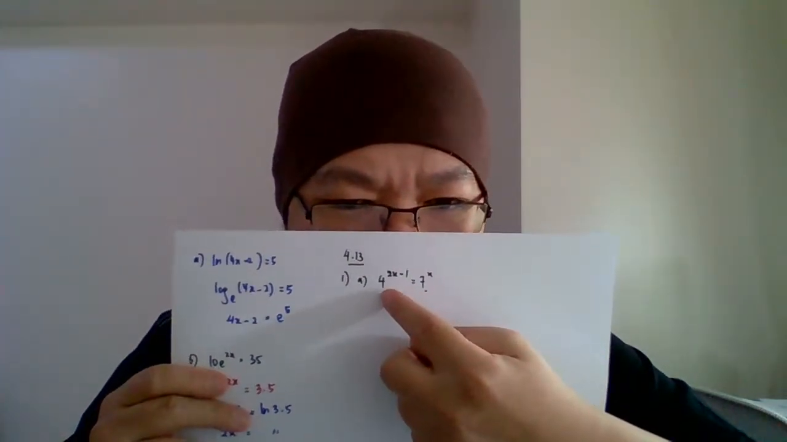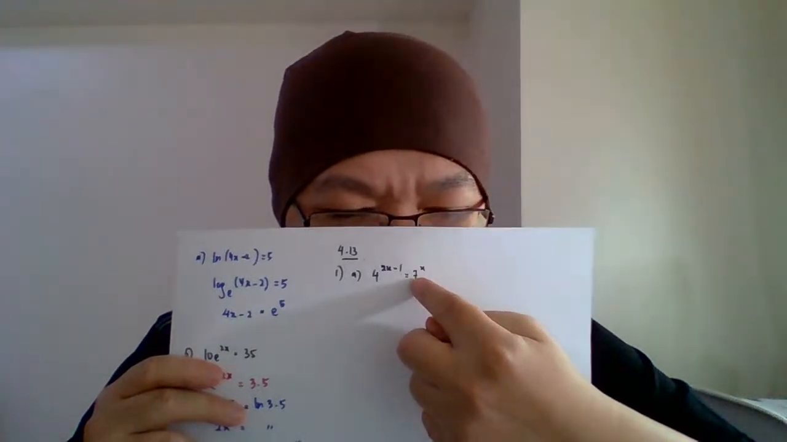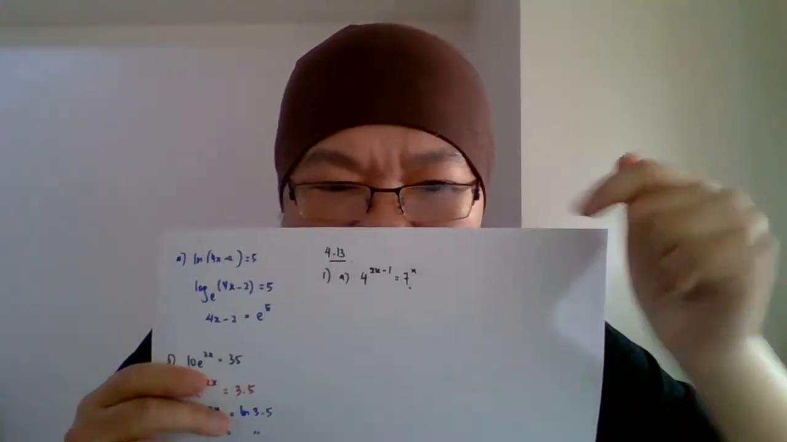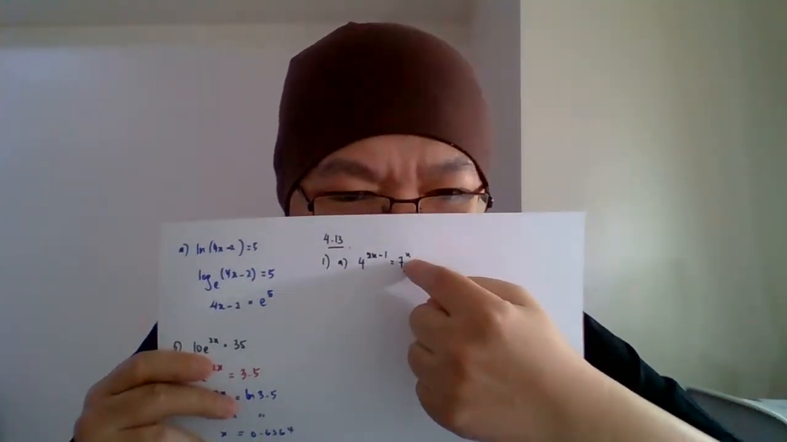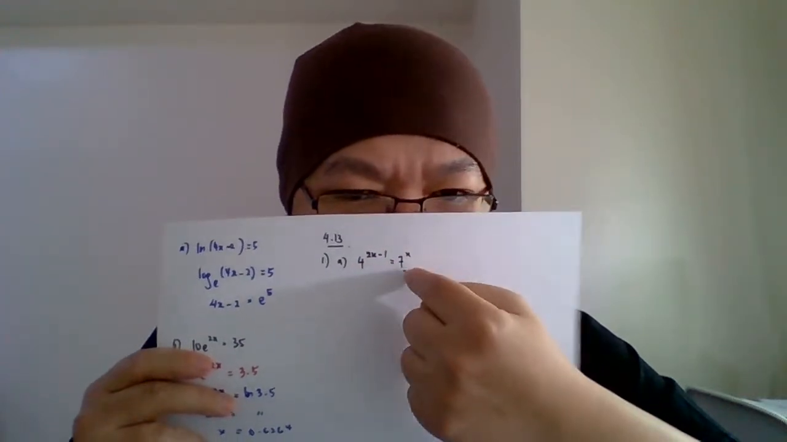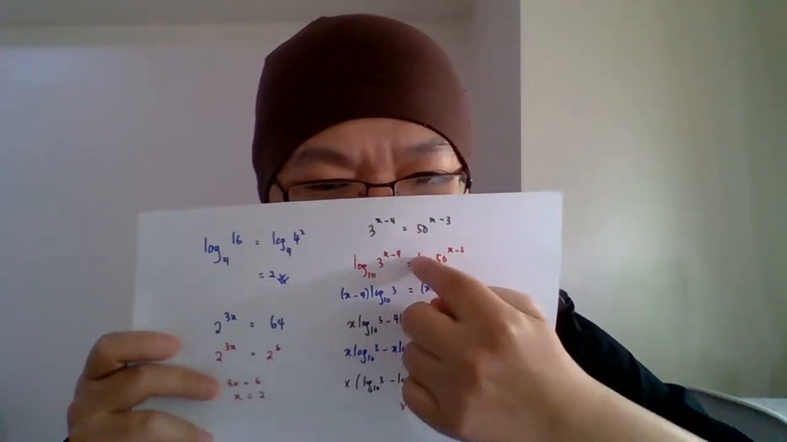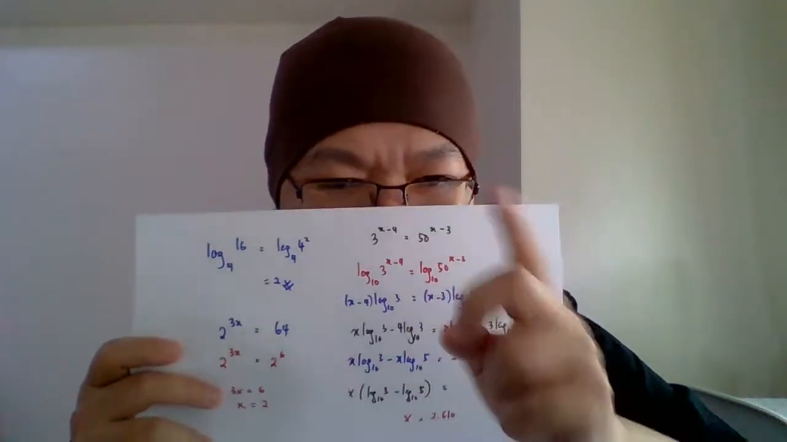If I want to remain with 4 as the base, can you convert the 7 to become 4 power something? Also cannot, because 4 power 1 is 4, 4 power 2 is 16. So in this case, you cannot convert the numbers to become equal base. So that's why we need to apply log on both sides, log 10, not log e, log 10 only. We put the log 10 on the left and on the right.